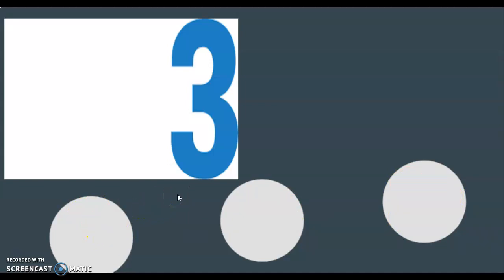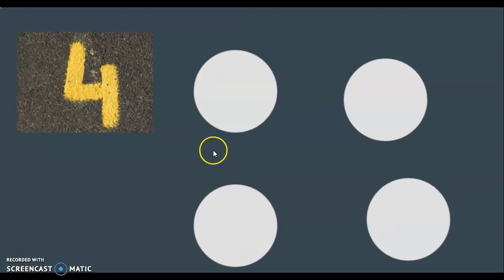After the number 3 is the number 4, and we have 4 circles on this page. If I would ask you to grab 4 of something, it would be 1 more than 3. So we have 1, 2, 3, and 1 more is 4.